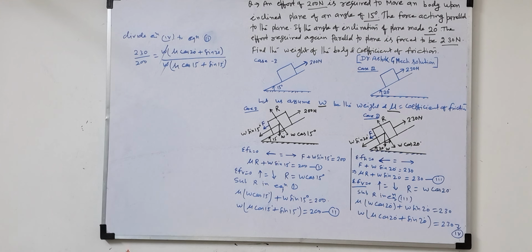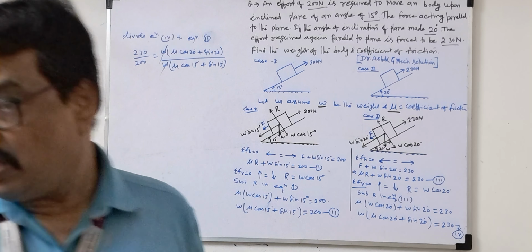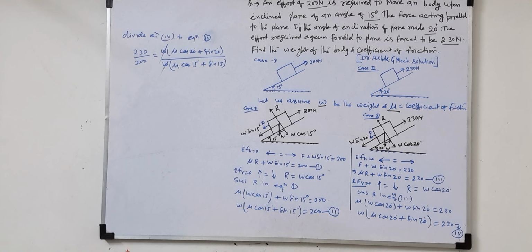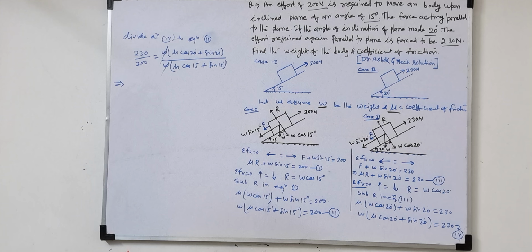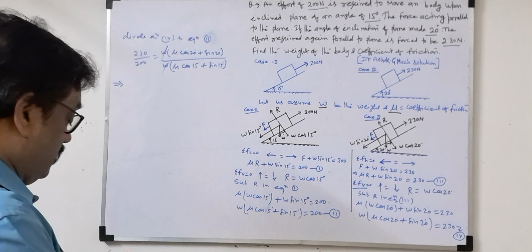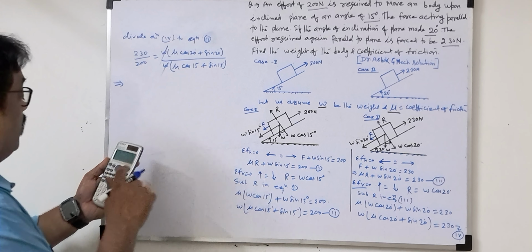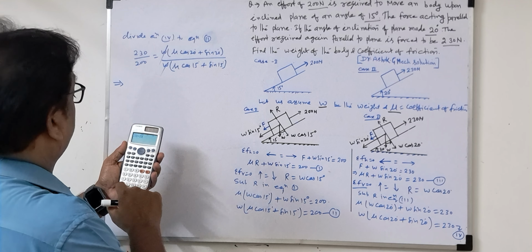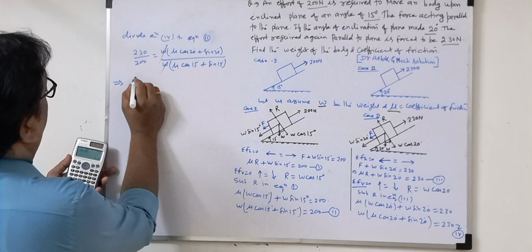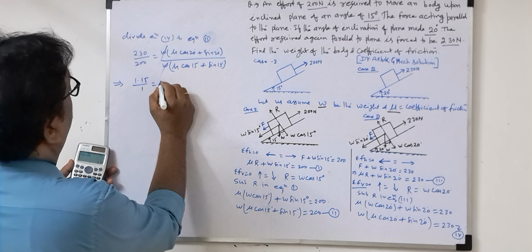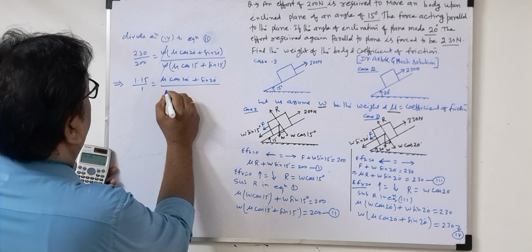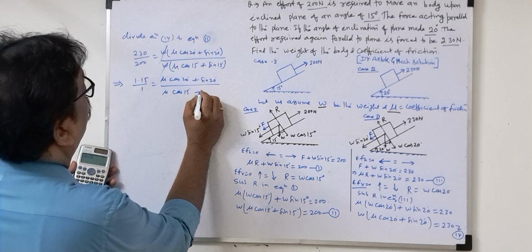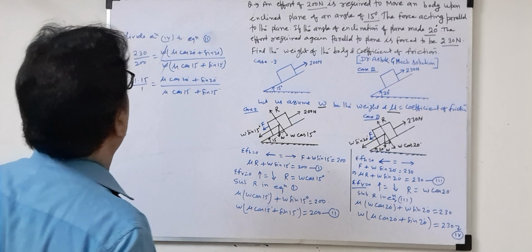For this calculation, take out the calculator. Now see here, we'll solve, then we'll go for cross multiplication. So 230 by 200, we'll see how much is coming. 230 divided by 200 is coming 1.15. So 1.15 divided by 1 is equal to mu cos 20 plus sin 20 divided by mu cos 15 plus sin 15 degree. Whatever we wrote there.